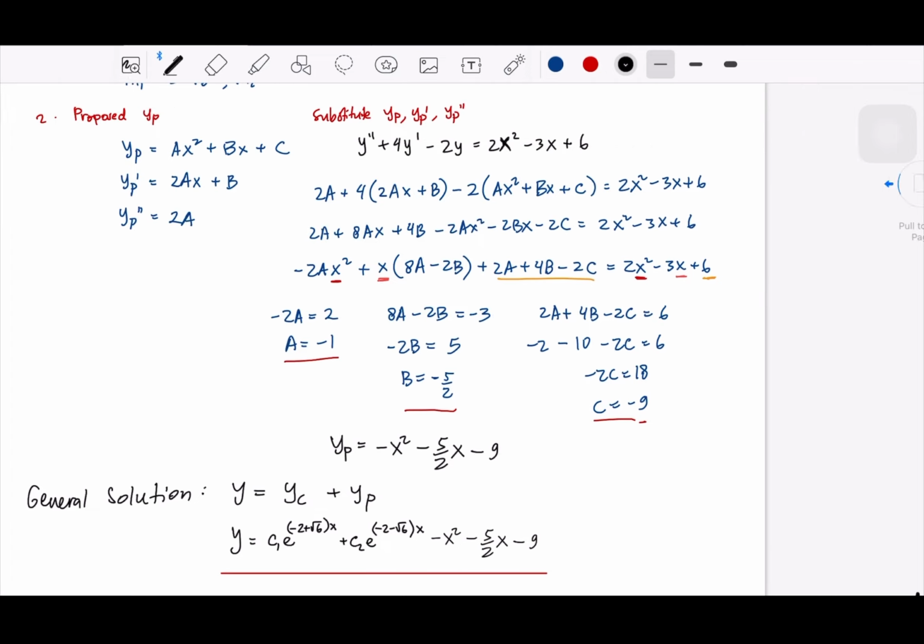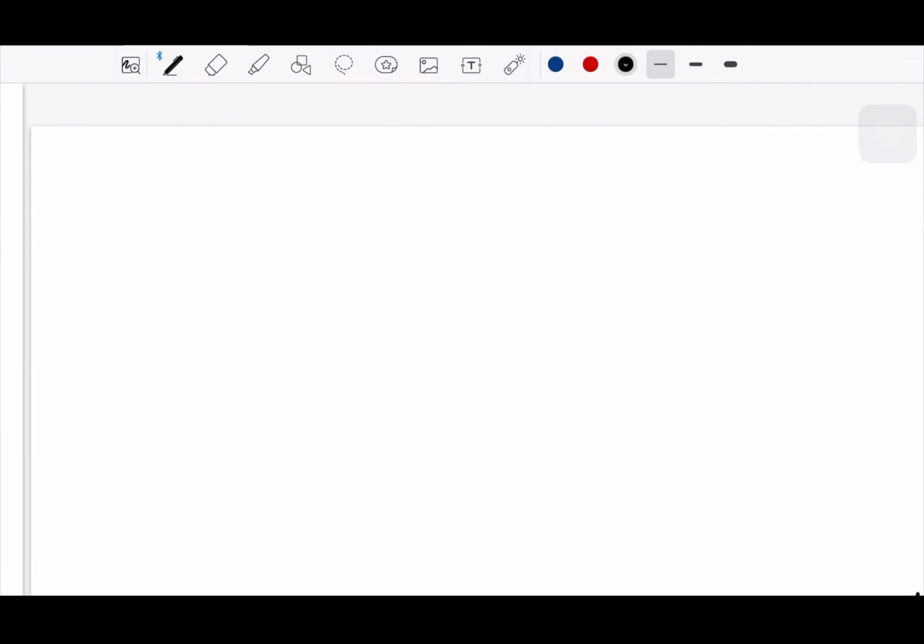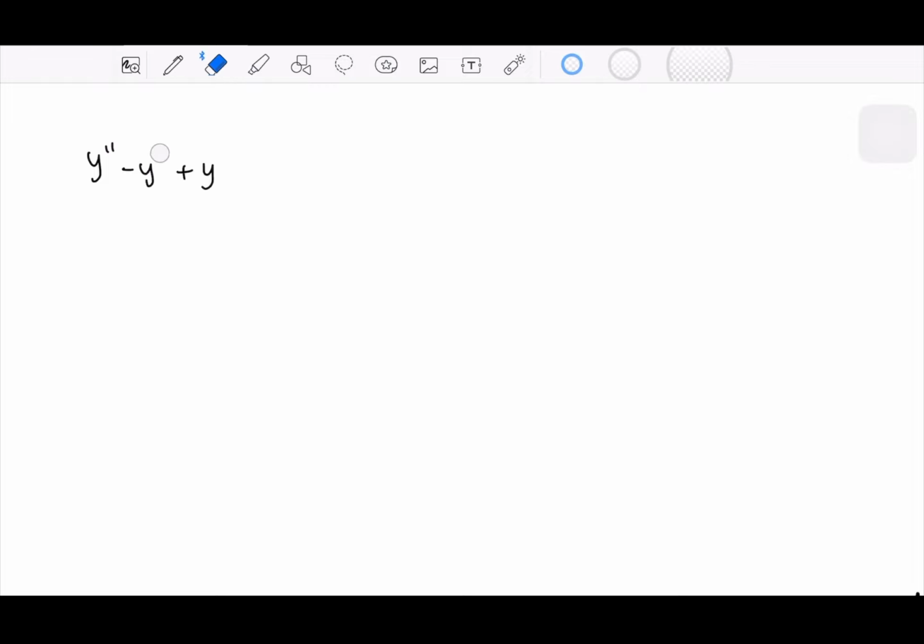Now the next example, let me write the equation. y double prime minus y prime plus y equals sine. Okay. Let's just focus on yp. So determine the yp. But if you want to complete with yc and find the general solution, that's also okay. If you want to find yc, then you can solve this with equal to 0, homogeneous. But I want to focus on yp.